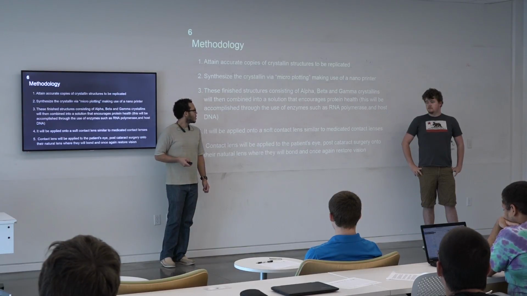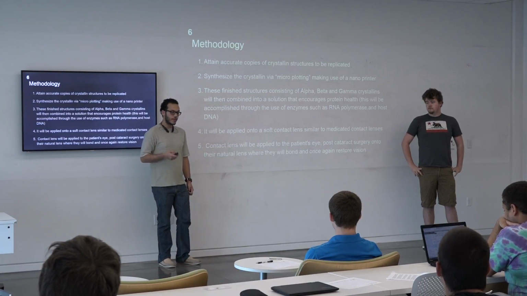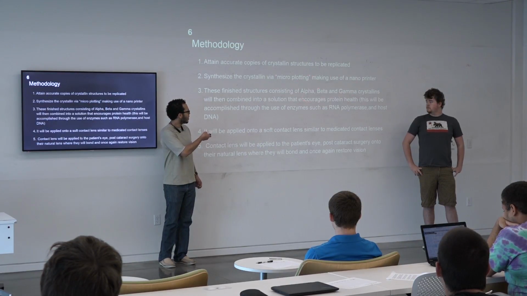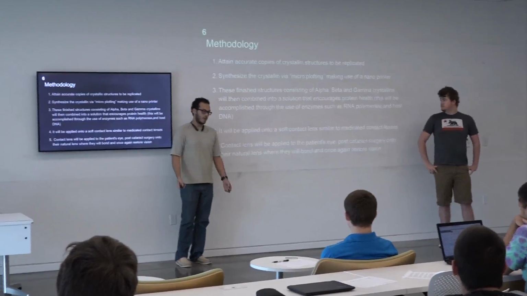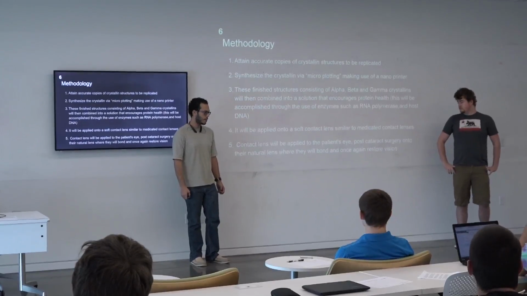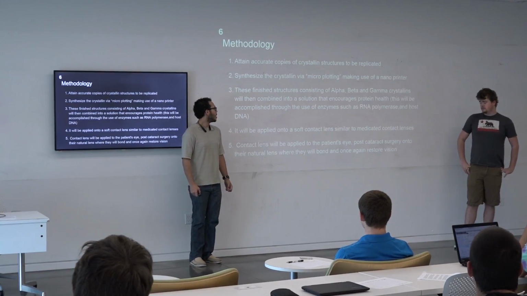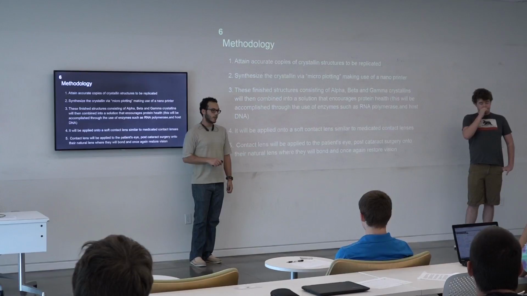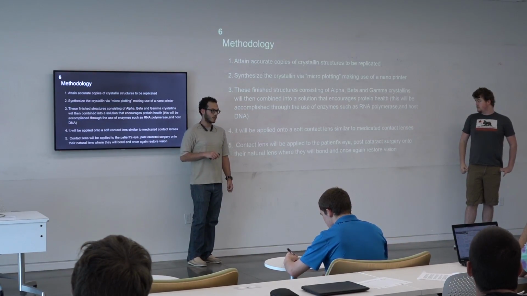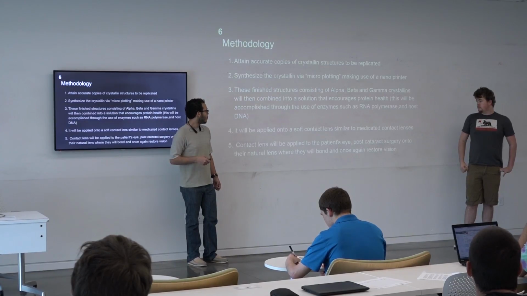So essentially what we're trying to do is, after we print the protein, which is crystalline obviously, all of this is alpha, beta, and gamma, and have it in a solution that encourages protein to grow. If we could do that by BioExpo, that would be great. So yeah, that's a basic process.